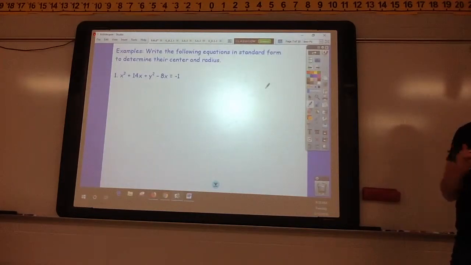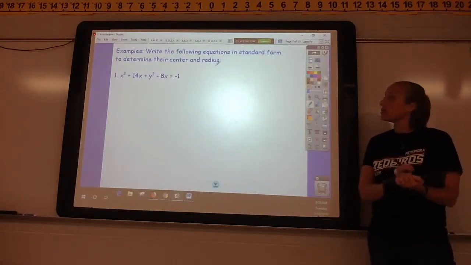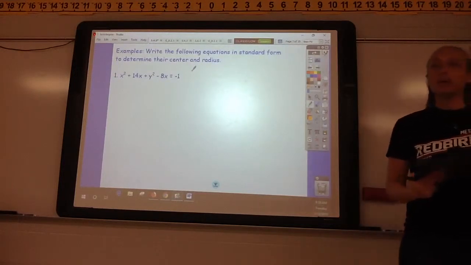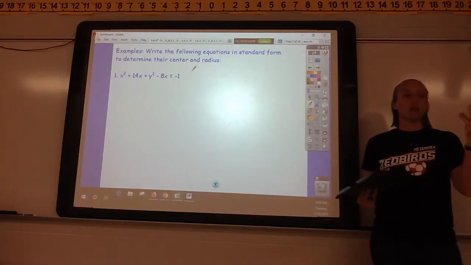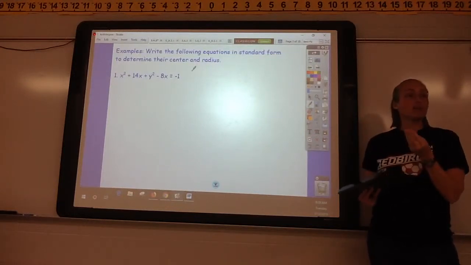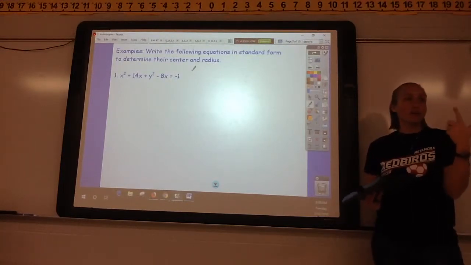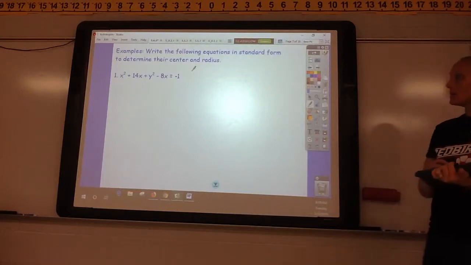Okay, so here's our first example. Write the following equation in standard form to determine the center and the radius of this circle. So this is a circle. How do I recognize that it's a circle? Because it has an x squared, an x, a y squared, a y term, and it doesn't necessarily have to have all of those, but it has those different terms in it. As long as you have an x squared and a y squared, you've got a conic. The question is which kind of conic do you have? We're going to get into the other ones later. But this is going to be a circle.